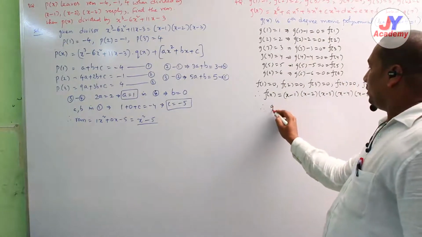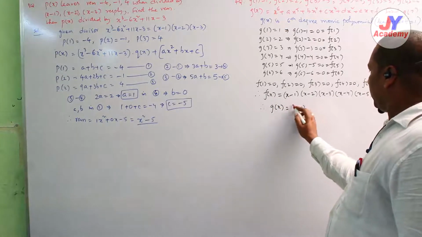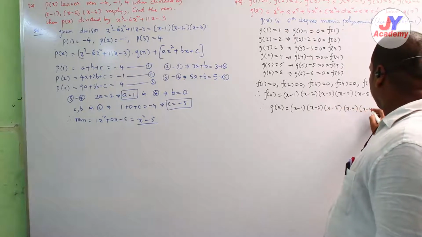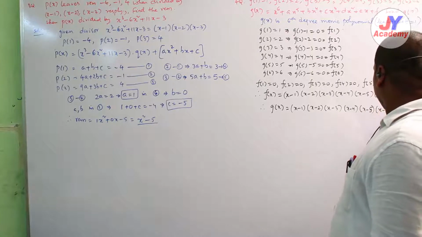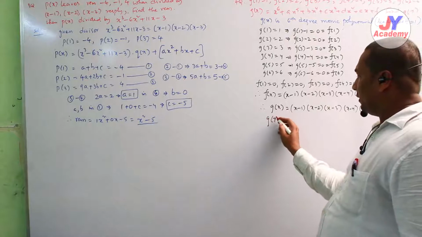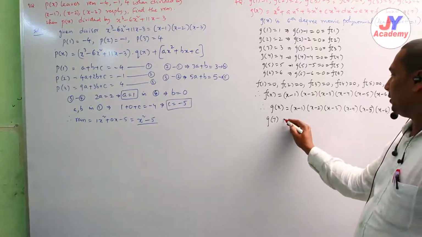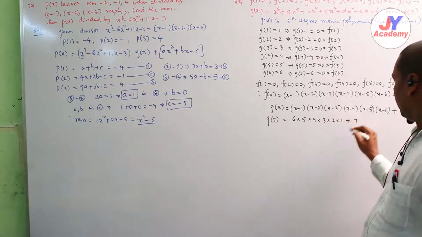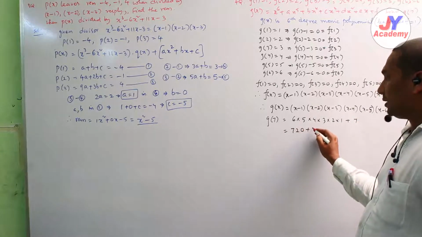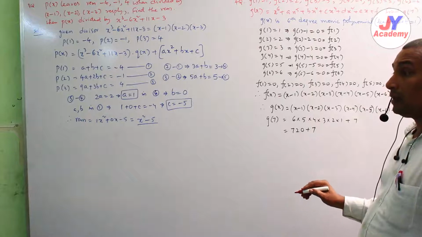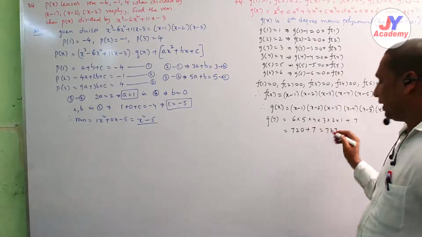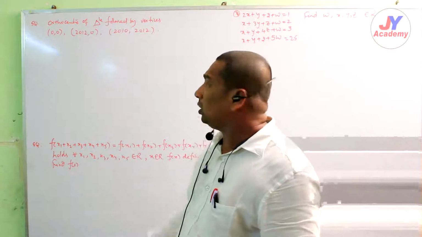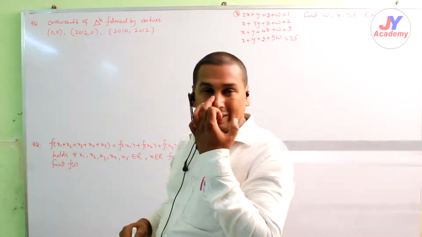Right. So therefore, g of x is equal to x minus 1 into x minus 2 into x minus 3 into x minus 4 into x minus 5 into x minus 6 plus x. Now what we have to find? g of 7. So 6 into 5 into 4 into 3 into 2 into 1 plus 7. So it is 6 factorial, 720 plus 7 is equal to 727.